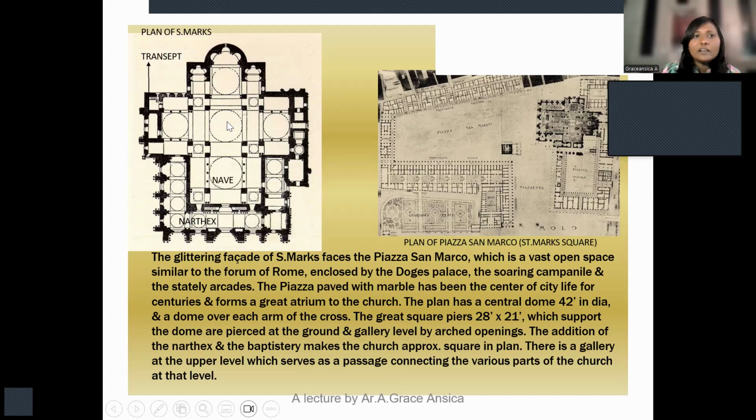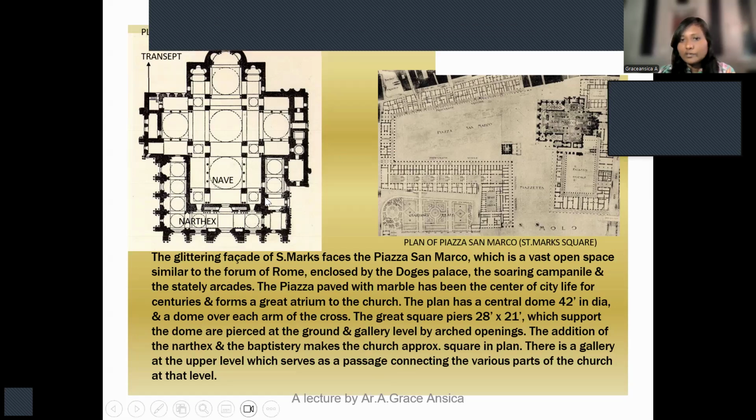The central dome is 42 feet in diameter, and there are great square piers here. Piers are usually thick in nature rather than a column, which holds so much detailing, and they become a structural member for the domical support. You can also see that there is a gallery in level one with arched openings.